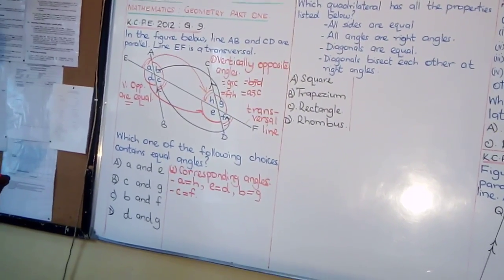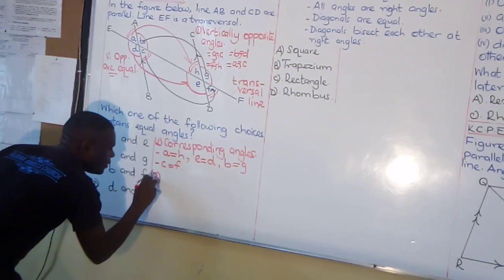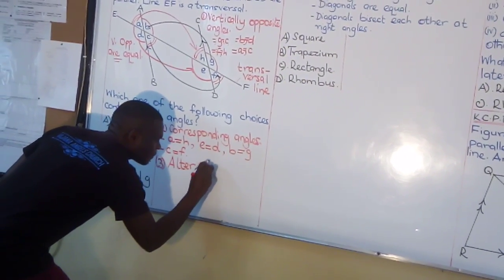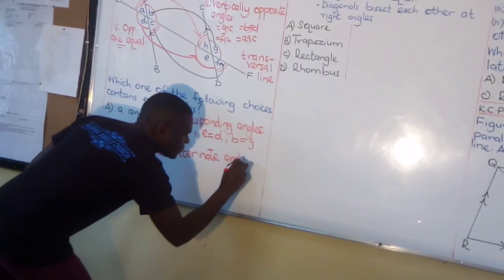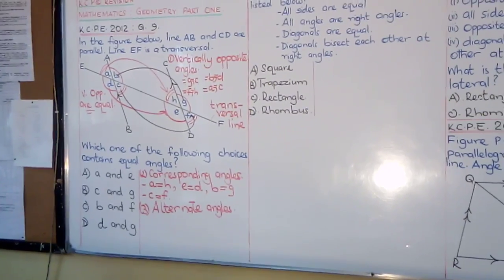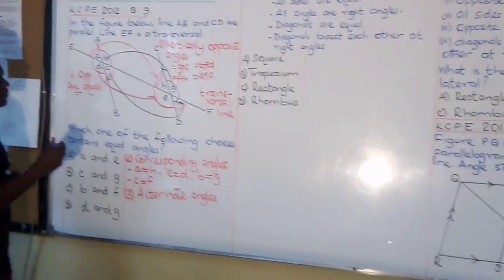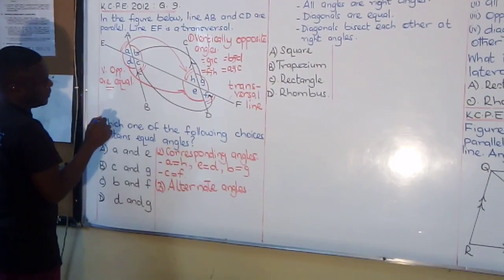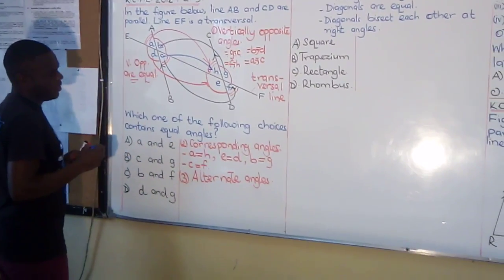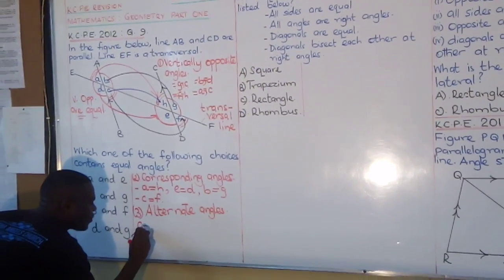Let's come to another set of pairs of angles that are equal, boys and girls. Number 3, we are talking about alternate angles. Alternate angles are equal. Let's find out how alternate angles look. Alternate angles are angles across a transversal. I always call them angles across a transversal. So C alternates with H. Are we together, boys and girls? So that means C is equal to angle H.